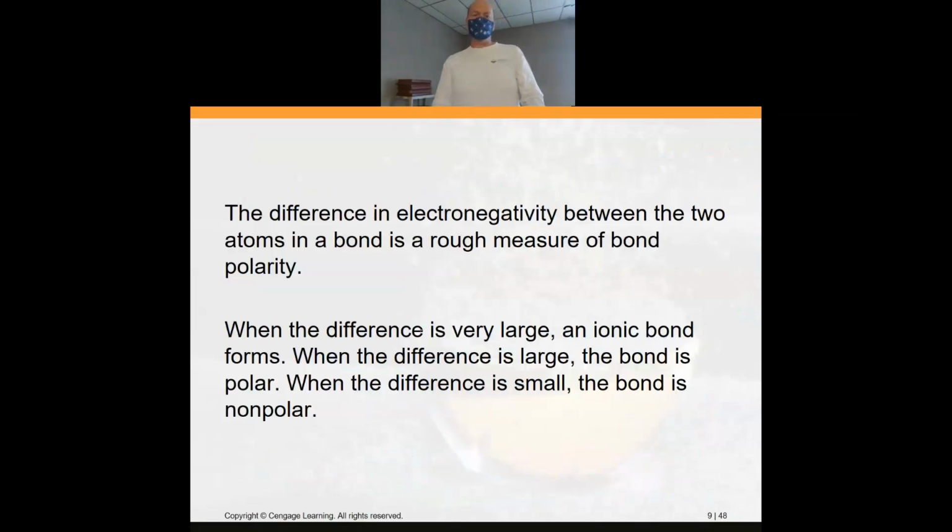All right, so if your difference is very small, then you're going to be nonpolar. If your difference is very, very large, you're ionic. That's a metal and a nonmetal. And if your difference is large, not very large, then you are polar. And if it's small, then you're nonpolar. So that's the difference between ionic, polar, and nonpolar.